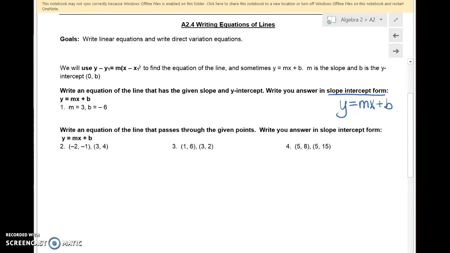So in number 1, write an equation of the line that has the given slope and y-intercept. Notice they're giving us m, they're giving us b. So y equals 3x, and you can either write plus a -6 or -6.